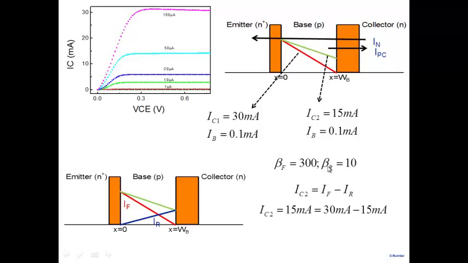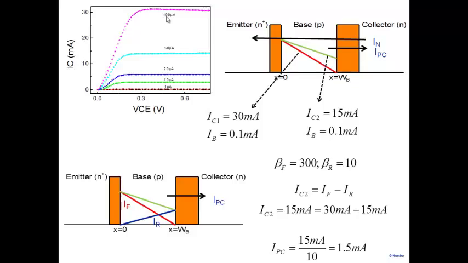What does beta R mean? Beta R means that the ratio of the hole current here and IR should be how much? 10. So how much hole current do we want injected into the collector then? IPC should be 15 milliamperes divided by 10, equal to 1.5 milliamperes here. Where will this 1.5 milliamperes come from? How much current do I have? Base current is fixed at 0.1 milliampere here. Where will it come from?